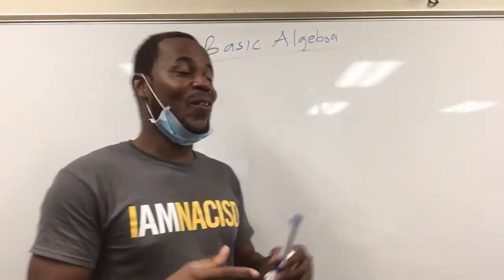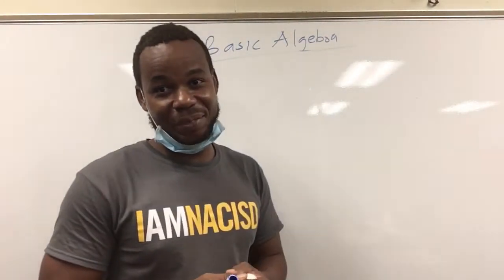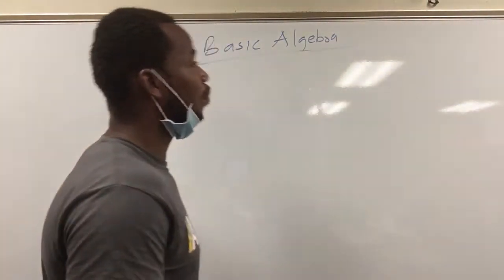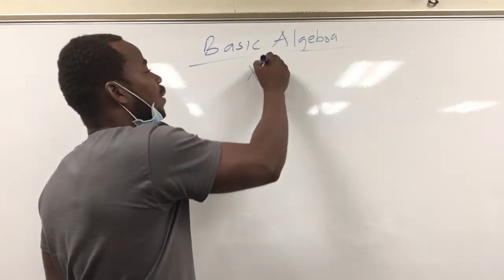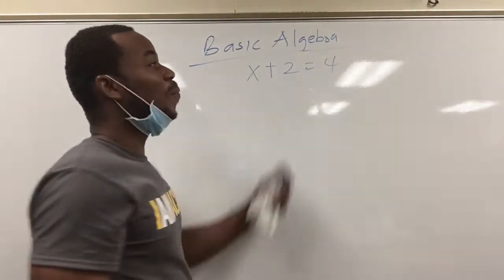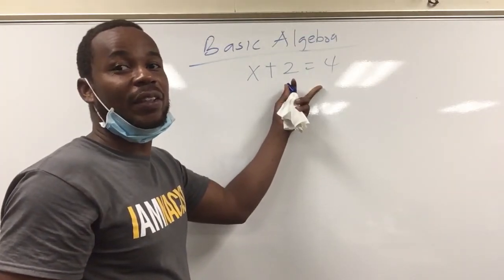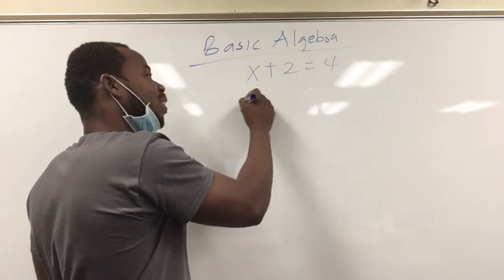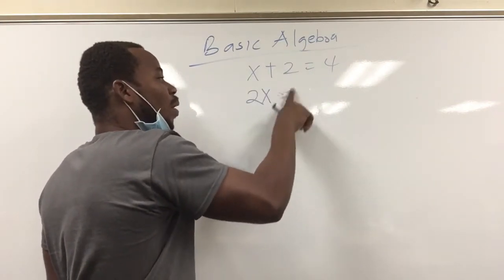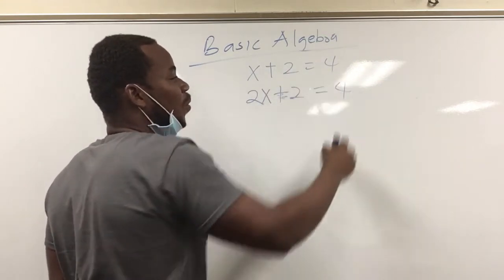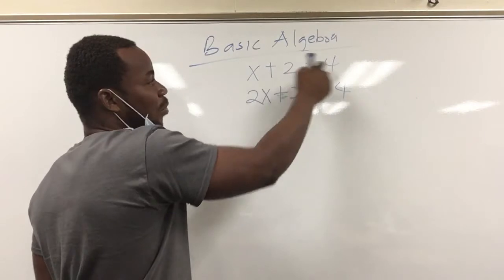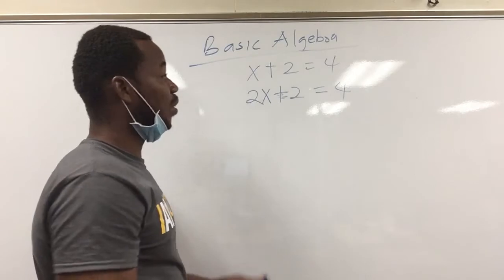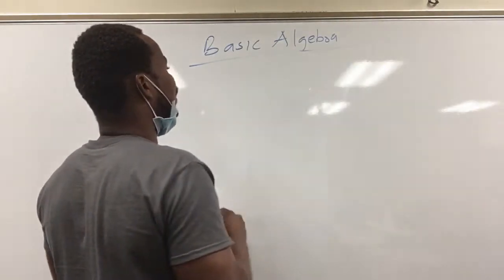So what we are learning today is basic algebra. Last time we looked at simple algebra like x plus 2 is equal to 4. By now you should know how to solve an algebra equation like this. We also went in with a complicated one, 2x plus 2 is equal to 4, and you know what to do. Here you just subtract 2 from each side, and after that you divide by 2. Now, what if we have something like this?